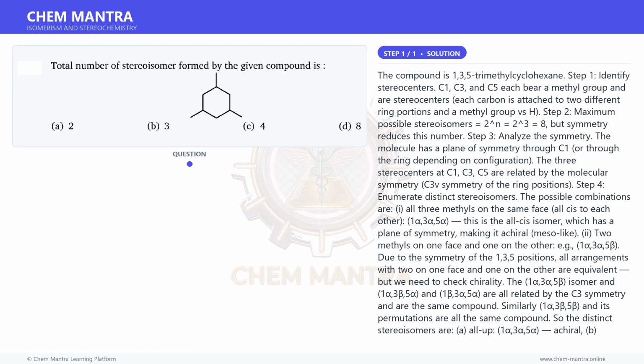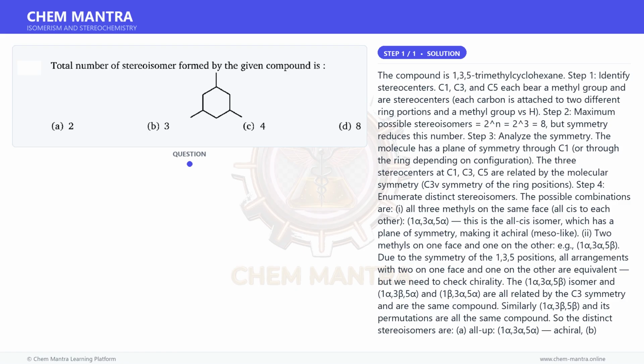The 1 alpha, 3 alpha, 5 beta isomer and 1 alpha, 3 beta, 5 alpha and 1 beta, 3 alpha, 5 alpha are all related by the C3 symmetry and are the same compound. Similarly, 1 alpha, 3 beta, 5 beta and its permutations are all the same compound. So the distinct stereoisomers are A. All up, 1 alpha, 3 alpha, 5 alpha, achiral.